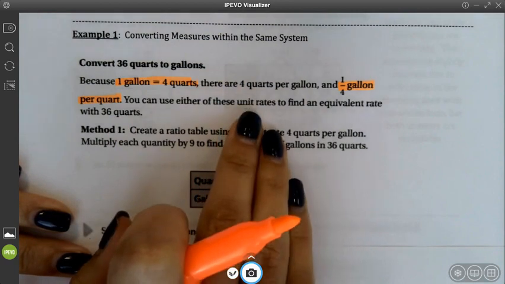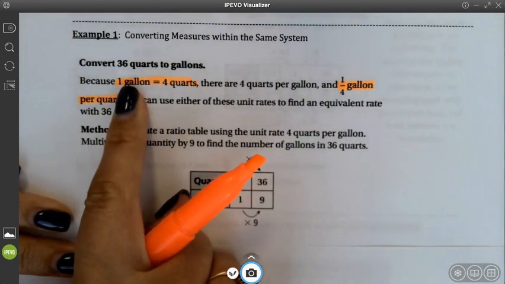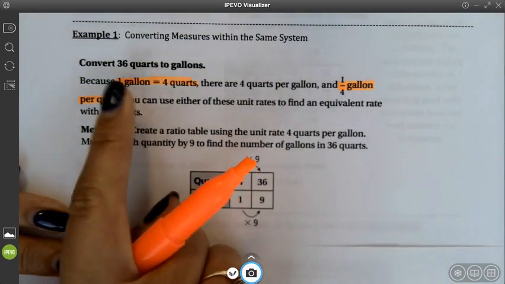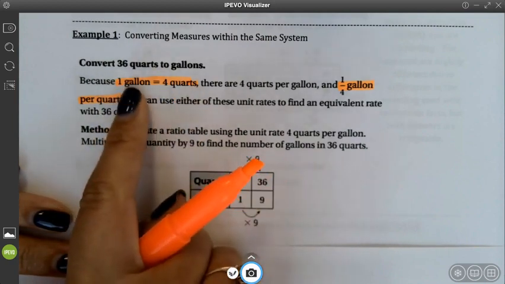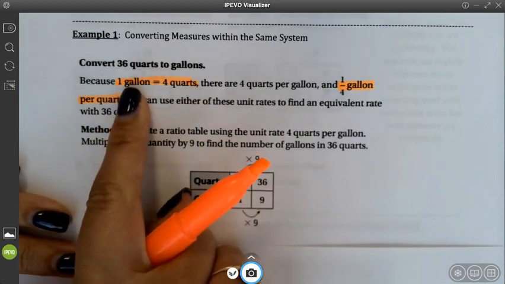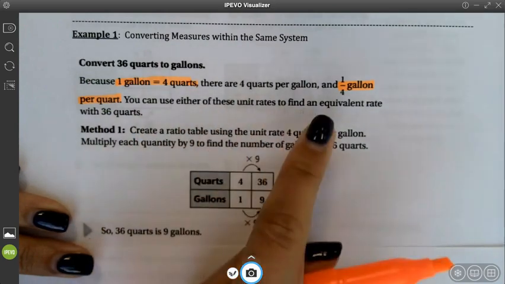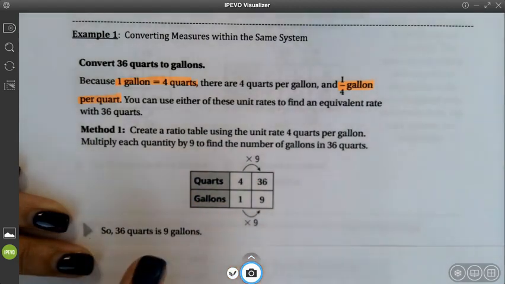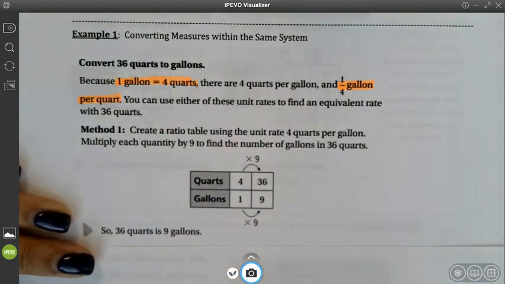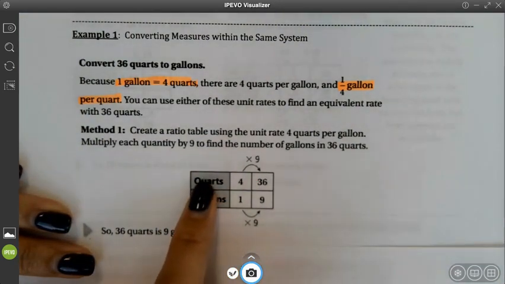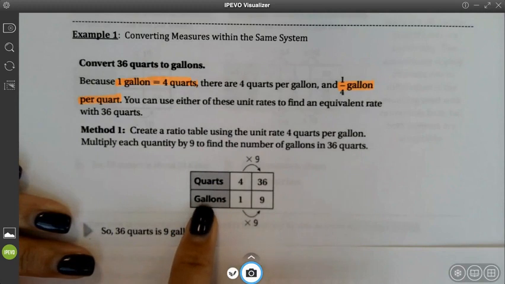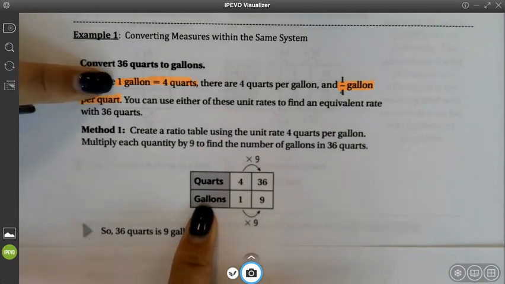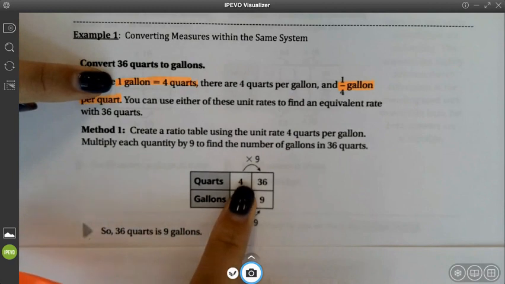These are unit rates. Notice that 1 gallon, 1 tells us this is a unit rate, a comparison with one quantity being 1. We can use either of these unit rates to find an equivalent rate with 36 quarts. So for method 1, I'm using a ratio table. Notice that I have my labels set up, quarts versus gallons. I'm using this comparison that 1 gallon and 4 quarts are equivalent to each other.